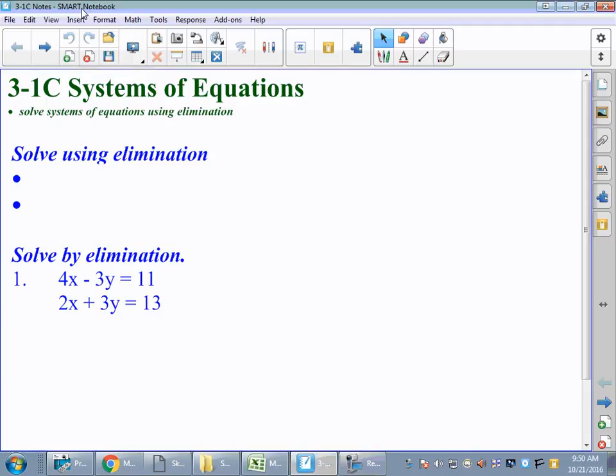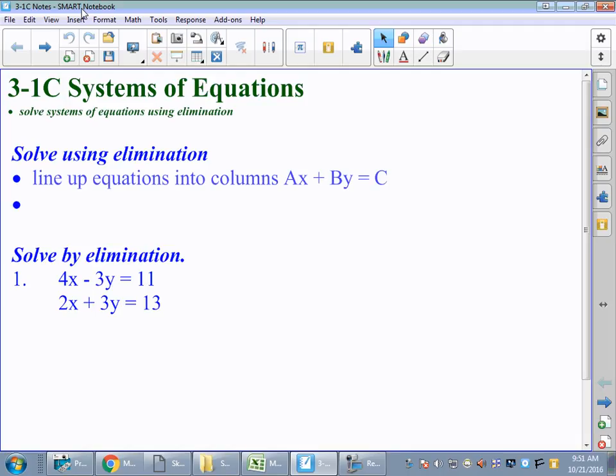These are your 3-1C system of equation notes. We're going to learn a new method of solving a system of equations, which is solving using elimination. And in that process, we get one of the variables to eliminate.